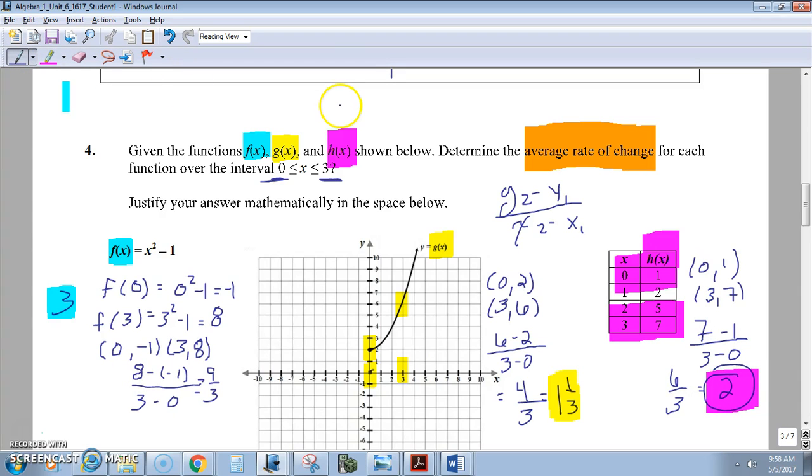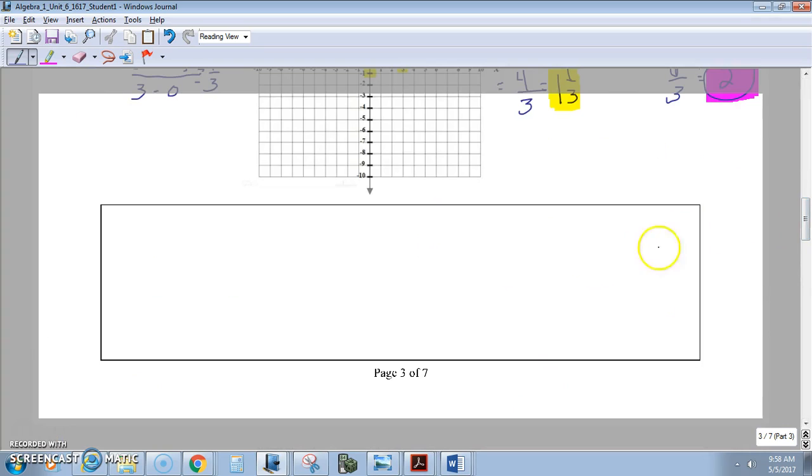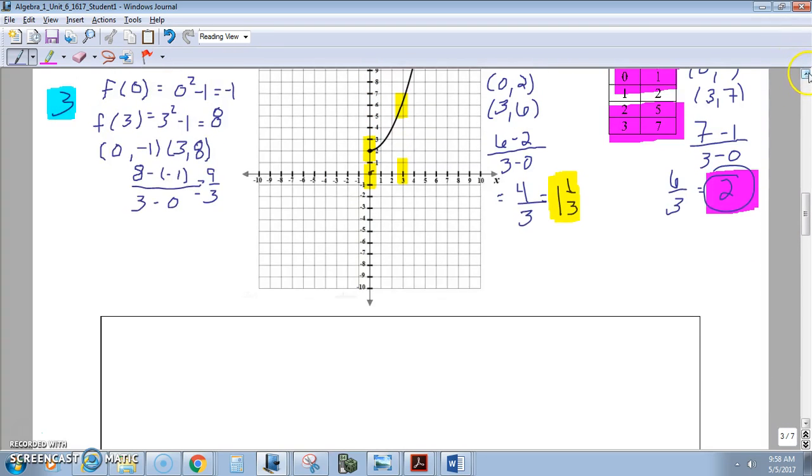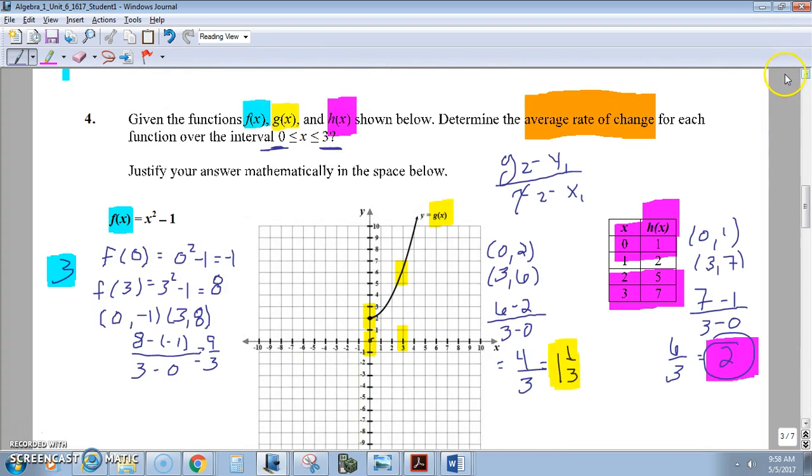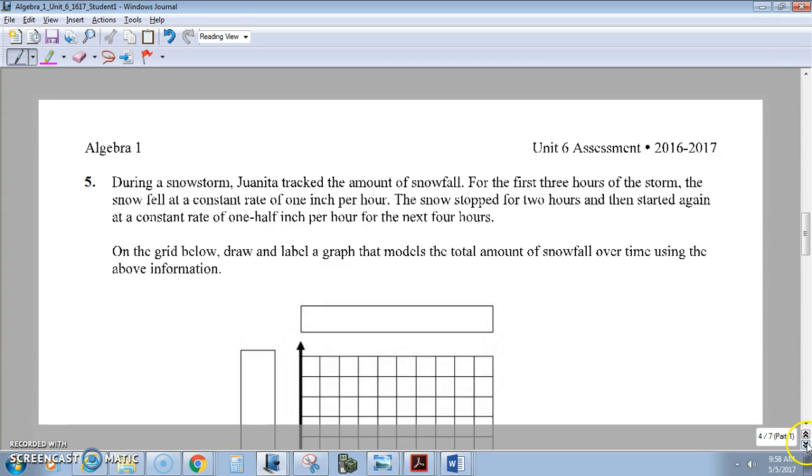That one's just right. So what does the question ask us to do besides that? Okay, blah, blah, blah, determine the average rate of change. Oh, so I've justified using math. I don't have to write which one's largest or smallest. That's pretty obvious. I just wanted to make sure that I could do one for each of those. Okay, let's keep going. Question 5.